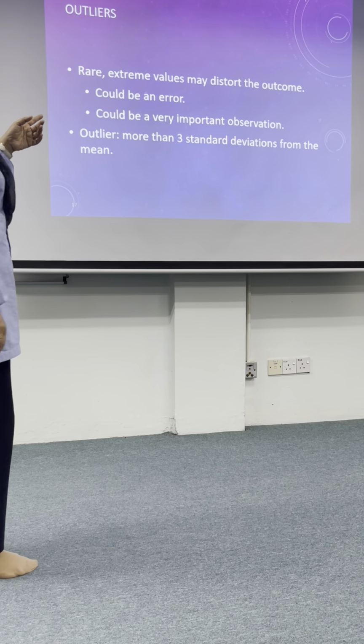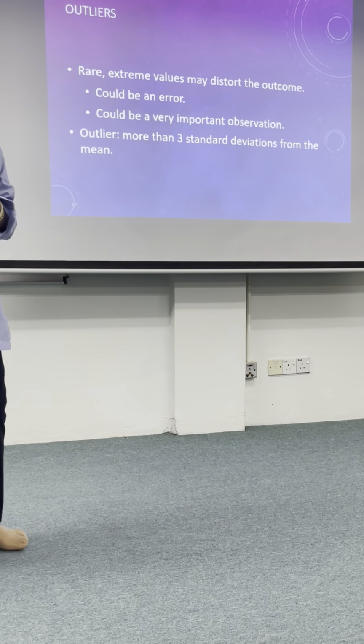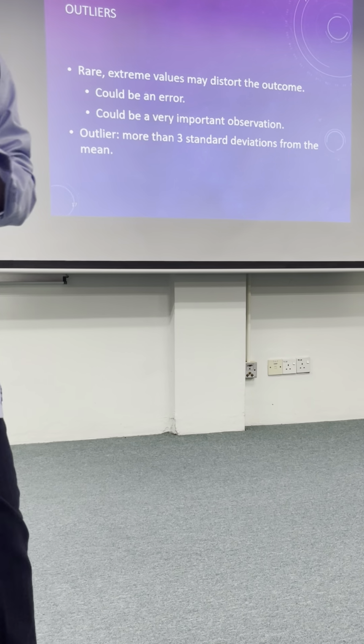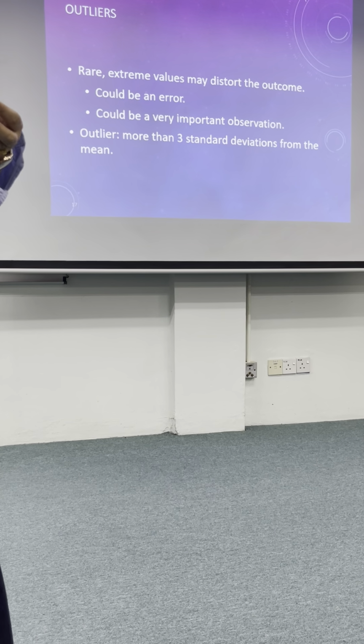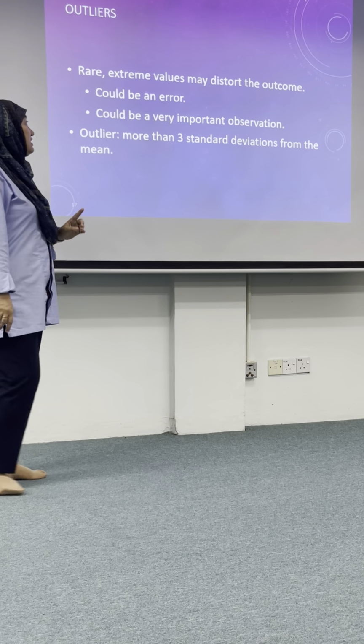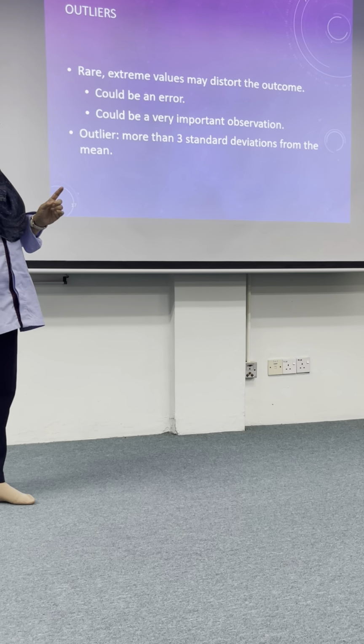So it could be a very important observation, meaning we find that this worker, although they work long hours, has a low salary. So the government may want to consider salary revision. Because they work hard but their salary is low. So that is what we call a very important observation. We should not just discard, just throw away the outlier.